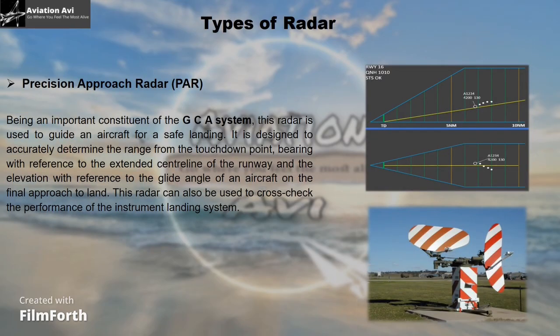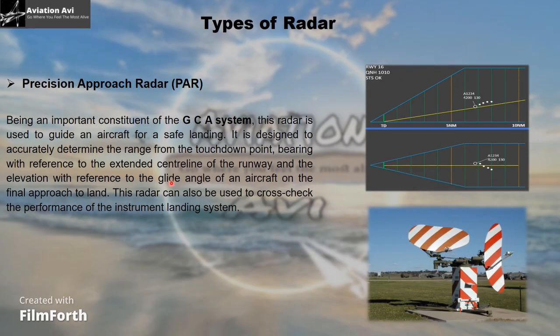Moving on, let us look at the Precision Approach Radar. As the name suggests, it helps the aircraft make approaches precisely. It is a component of the Ground Control Approaches System or the GCA system. This radar is used to guide an aircraft for a safe landing. It is designed to accurately determine the range from touchdown, that means the distance from the touchdown, bearing with respect to the extended centerline of the runway. That means at what angle it is with respect to the extended centerline.